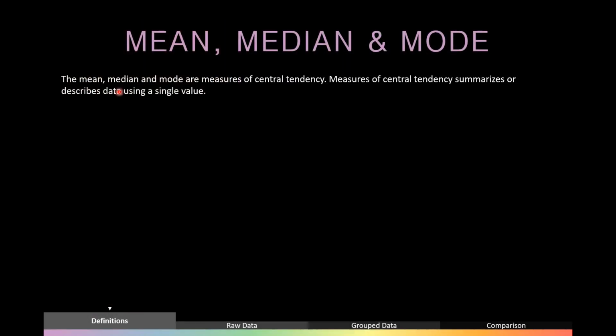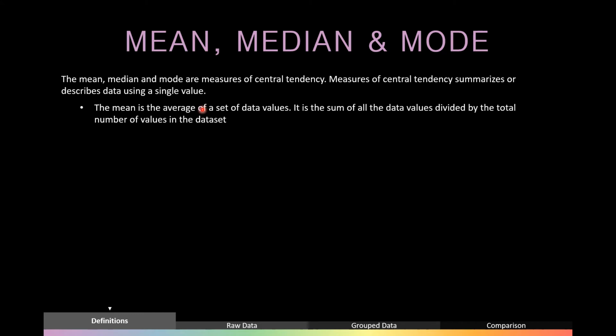The mean, the median, and the mode, as we said, are measures of central tendency. Now, a measure of central tendency essentially summarizes or describes the data using a single value, and the single value in this case is either going to be the mean, the median, or the mode.